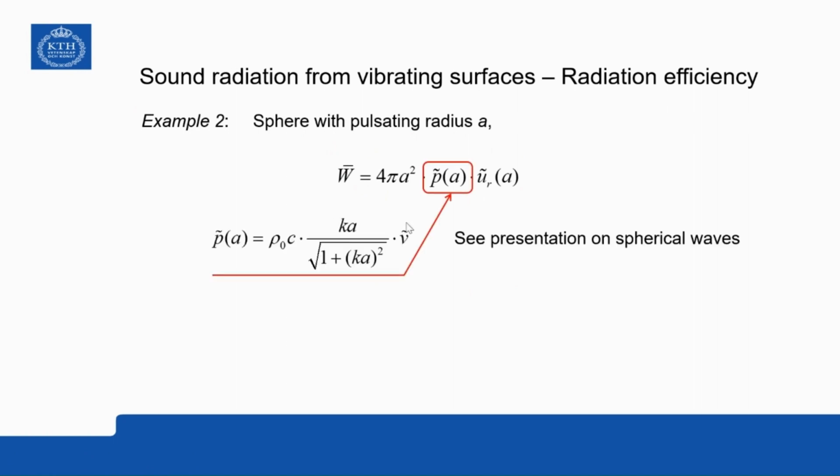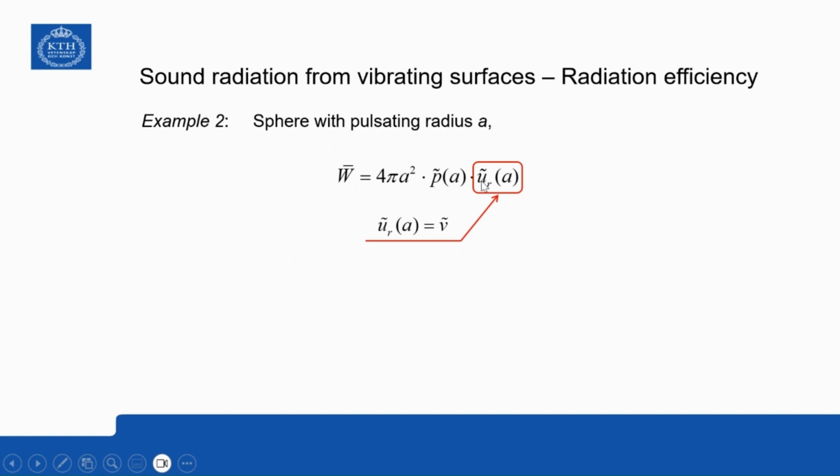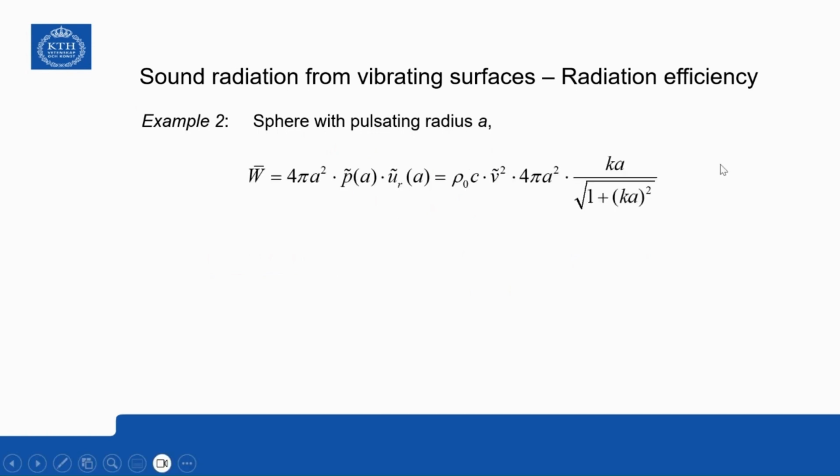In the previous presentation on spherical waves, we found that we can express the root mean square of the sound pressure at the surface in terms of the vibration velocity's normal component, like this. k here is the wave number, and here we have the specific acoustic impedance of the surrounding medium. And of course, at the sphere surface, the particle velocity should be equal to the normal component of the sphere vibration. So if we introduce this, we find this expression for the radiated sound power.